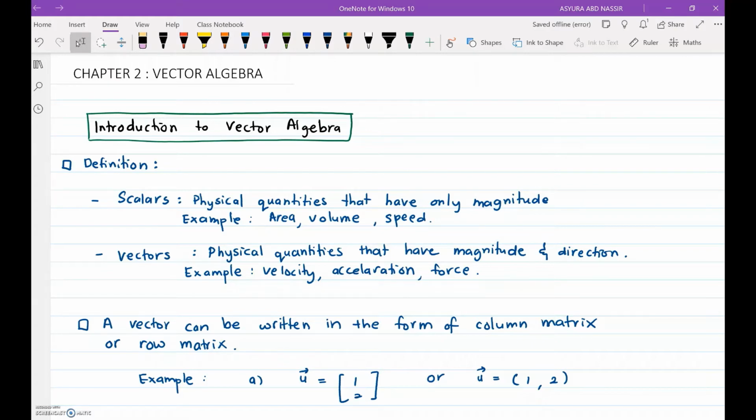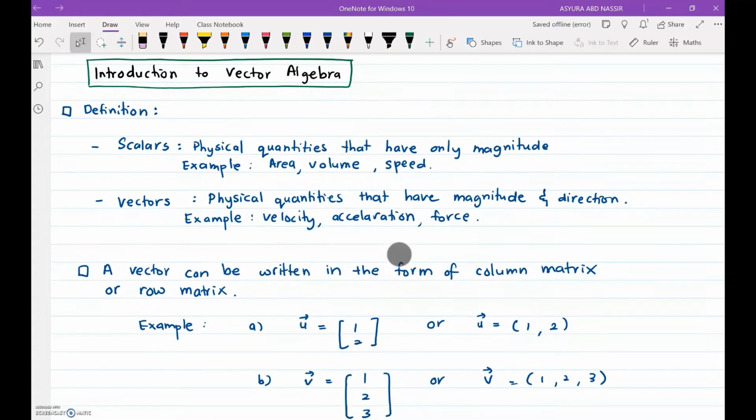So now we have chapter 2, with the topic of vector algebra. Let's see the introduction to vector algebra. Let's look at the definitions first.